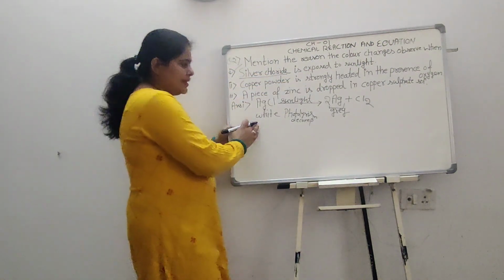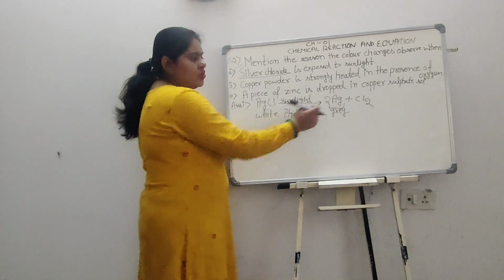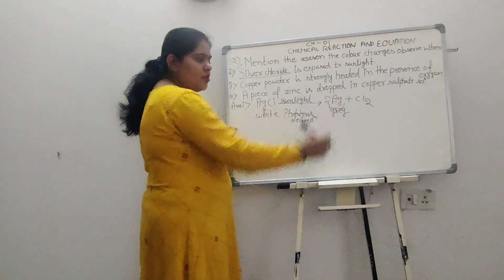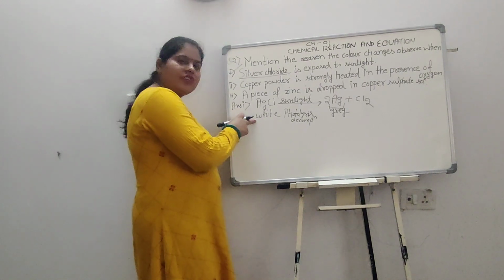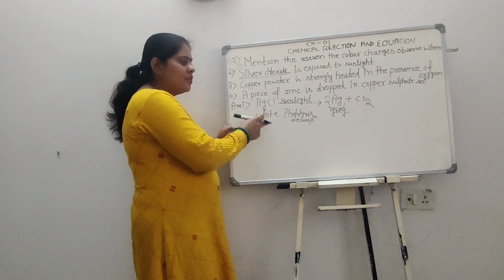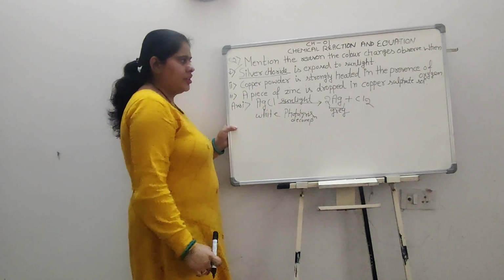What happens? The white color of the silver chloride changes to grey because of the formation of silver metal and chlorine gas. And which type of reaction is this? This is a photolysis decomposition reaction.